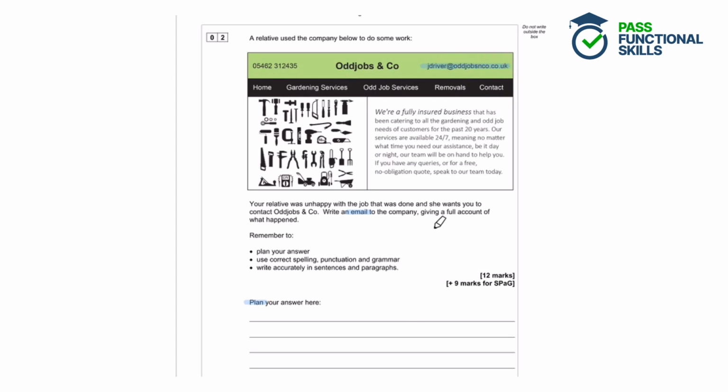We'll also need a polite greeting and a sign off in the email. And all emails also need a subject line, which is sort of a brief heading that summarises what the email will be about.